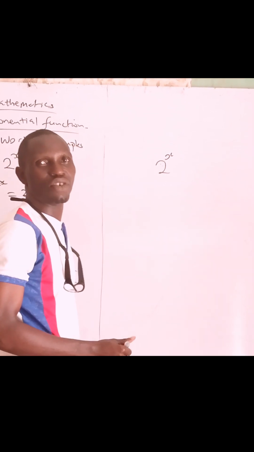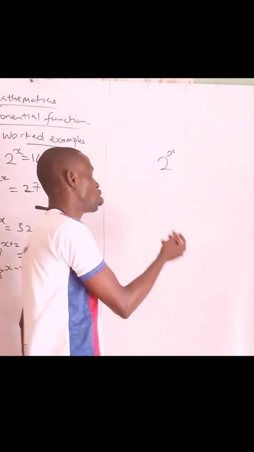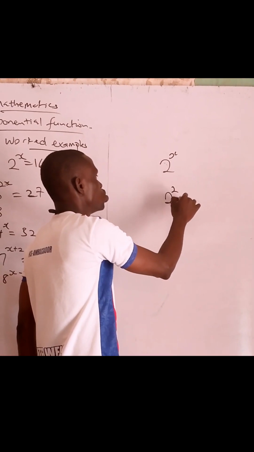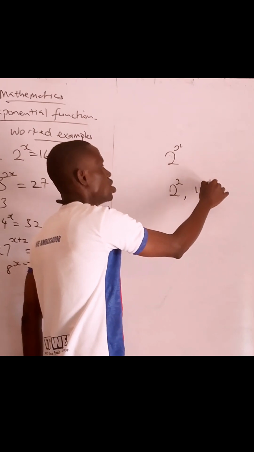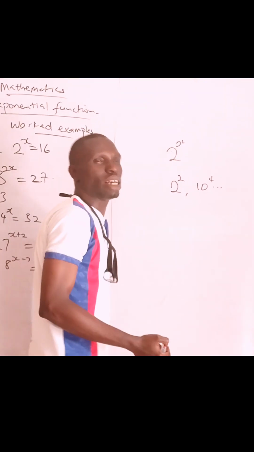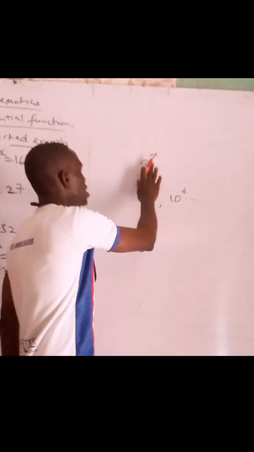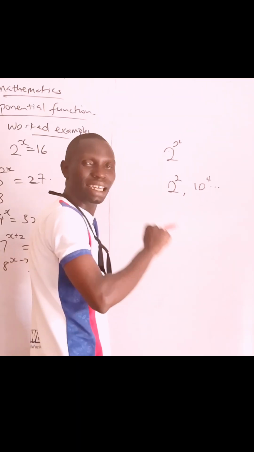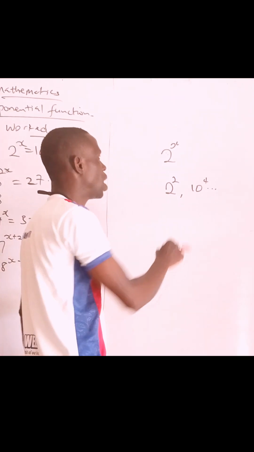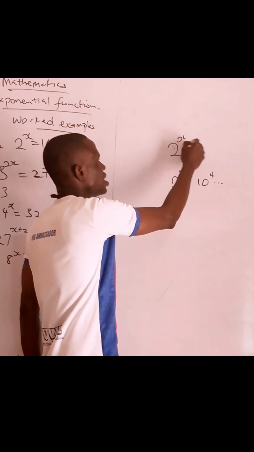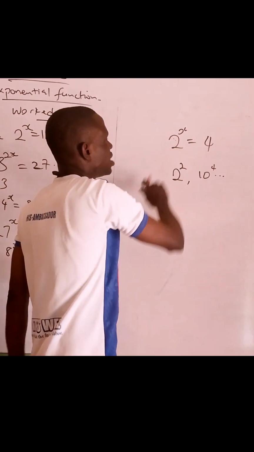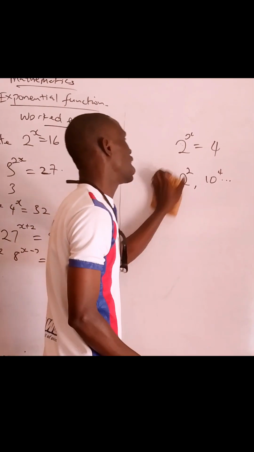Unlike other indices that we have been treating, like 2 raised to power 2 or 10 raised to power 4 and thereabout. But when you have an index that is raised to the power of unknown, and majorly you now see equal to in front, then this is an example of exponential function.